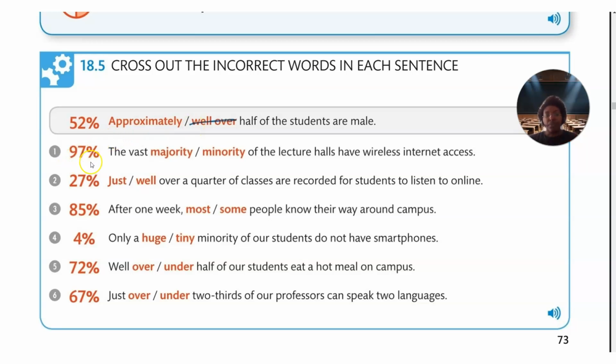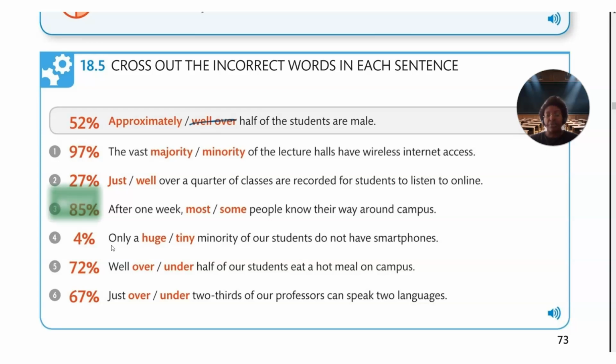Okay, number 1, 97%. So what would we say? The vast majority or minority of the lecture halls have wireless internet access. What's your answer? If you chose majority, you'd be correct. The vast majority. Number 2, 27%. So is it just or well over a quarter of classes are recorded for students to listen to online? It's just over a quarter. Number 3, 85%. After 1 week, most or some people know their way around campus. Most, 85% is most.